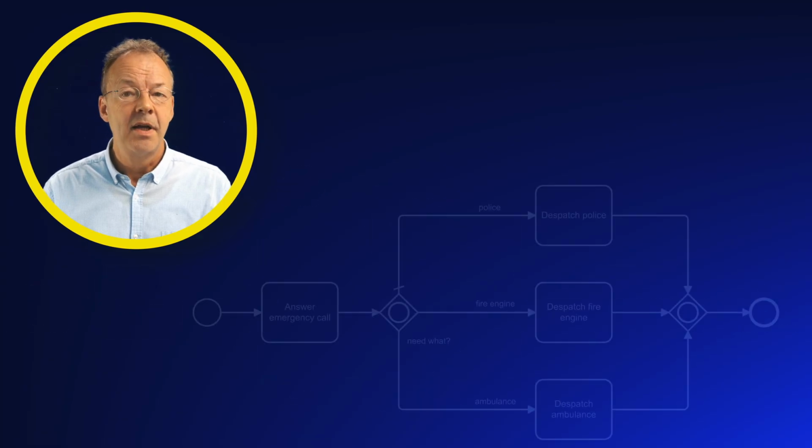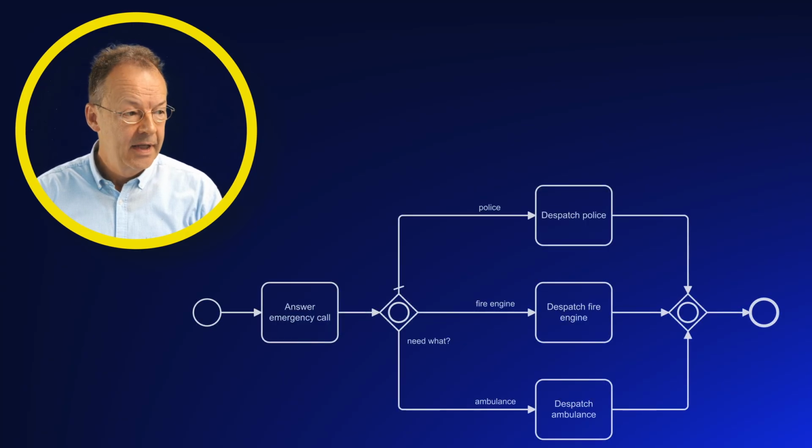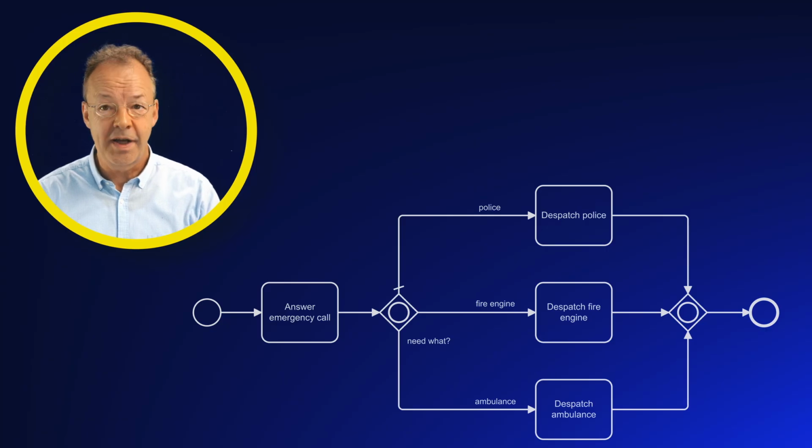Our second example comes from the workflow patterns. Here we have a process model that starts with answer emergency call. And then we have this OR split, and we have three different branches, one for police, one for fire engine, and one for ambulance. Depending on the nature of the emergency call, we will look at what kind of vehicles we need. So we can dispatch a police vehicle, dispatch a fire engine, or dispatch an ambulance.